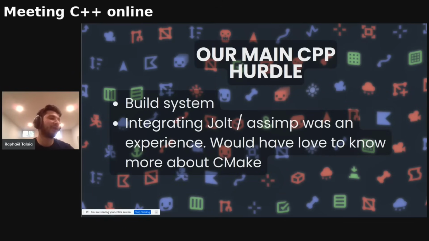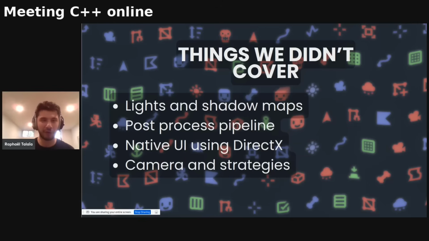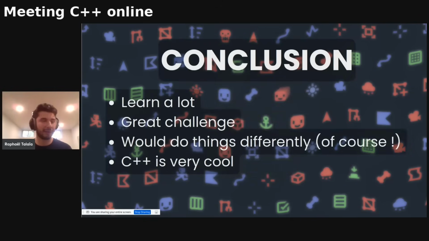And our main hurdle, I gotta say it, was the build system. If we had known more about CMake before starting out, that would have really helped us. Or about vcpkg too. There's a ton of things we didn't cover, like light, shadow map, post process, native UI using DirectX, camera and strategies. Of course, it's a game engine. I have 15 minutes, and I've already gone over.